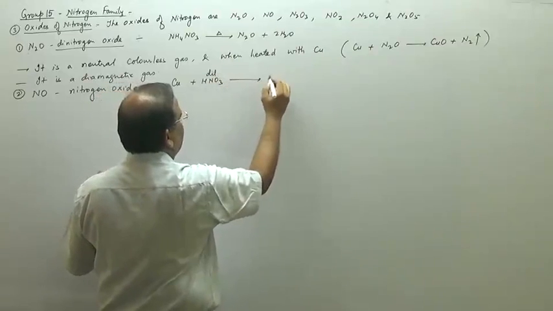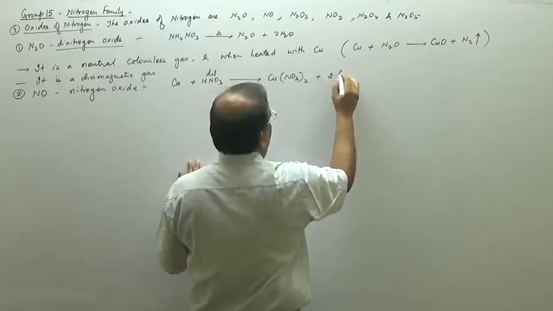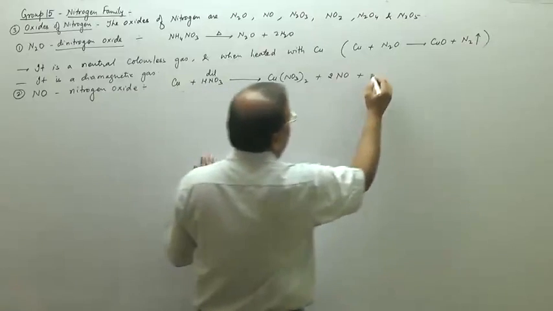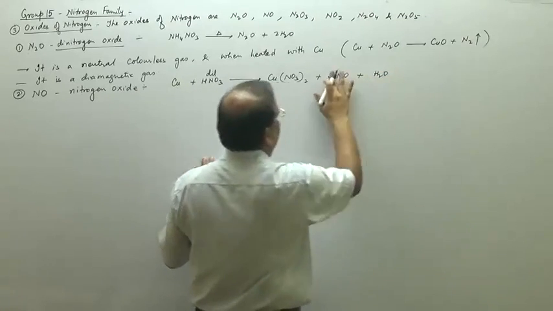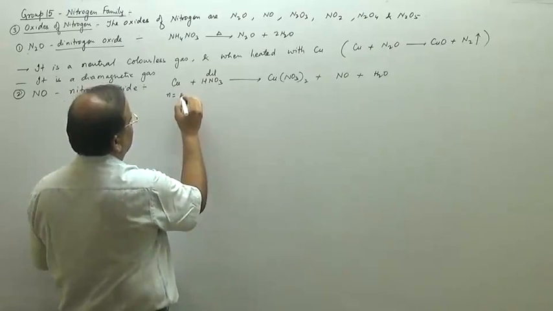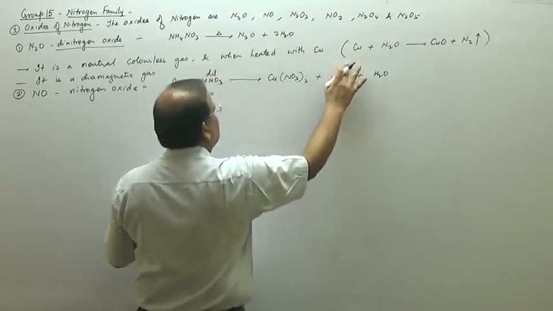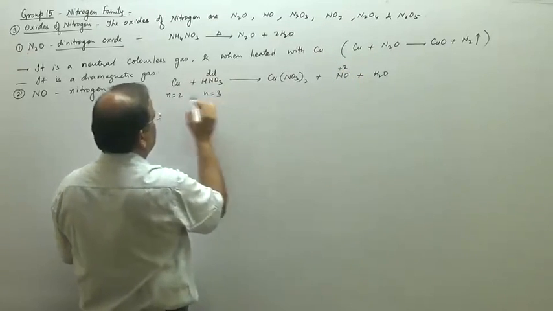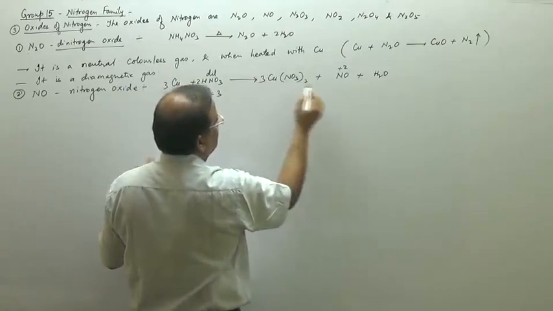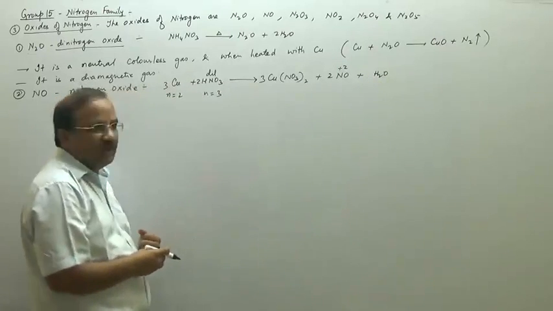It will form copper nitrate, Cu(NO3)2, plus NO, and we can balance that, as well as H2O. The change in oxidation state of N is plus 5 to plus 2, so the n-factor is 3, and for copper it is 2. So thrice of copper, twice of this, and the water which will be formed here is balanced.